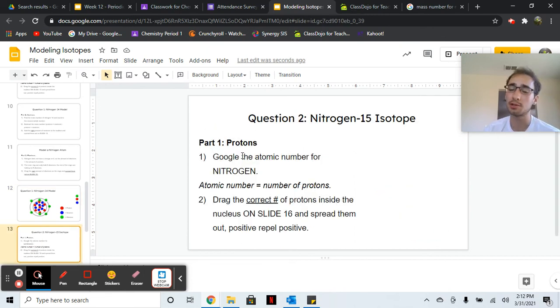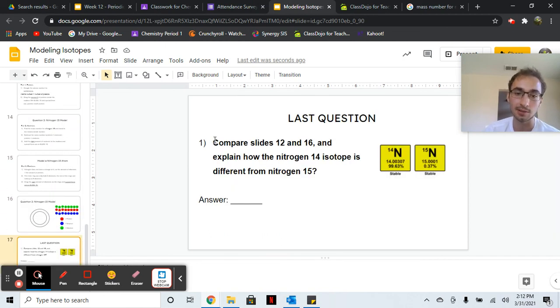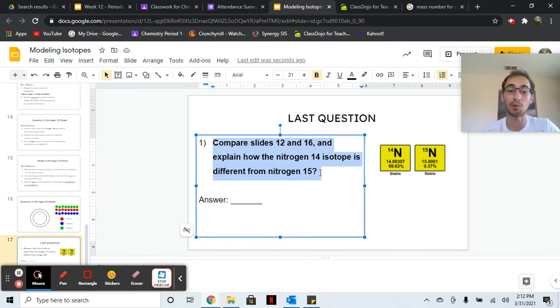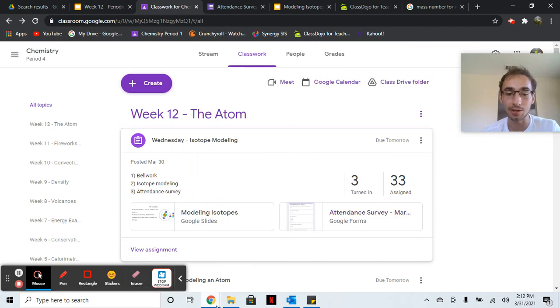You have to figure out the nitrogen-15 isotope by yourself, and then answer this last question on the last slide once you've made both models. After that, please take the attendance survey for Wednesday, and then you're all good to go.